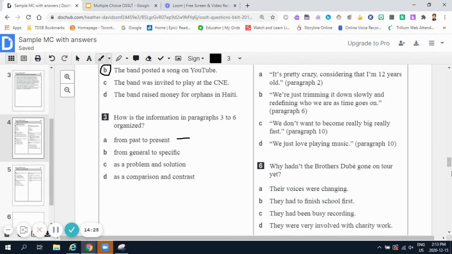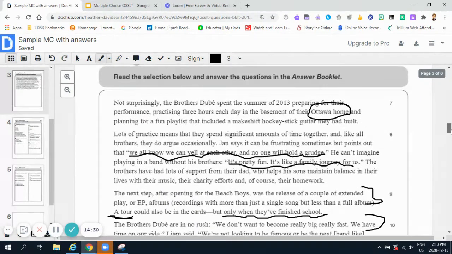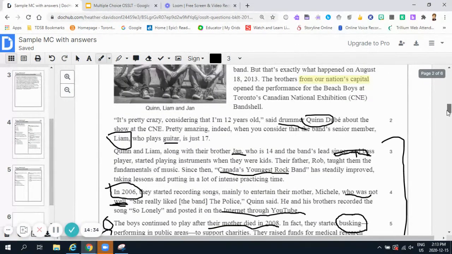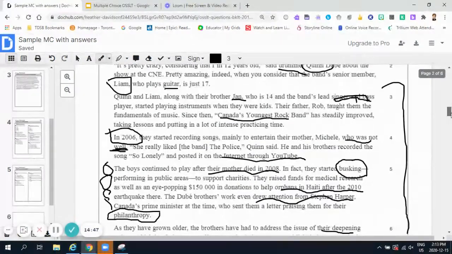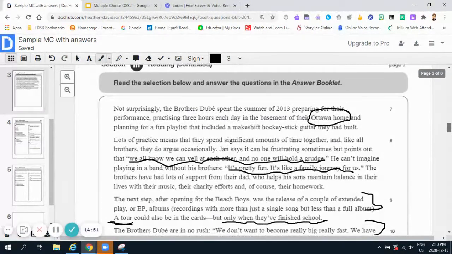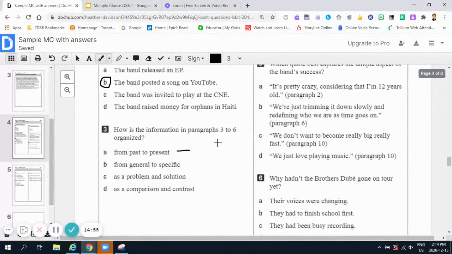Is it going from general to specific? So if I go from paragraph 3, is that general? We're talking about the band, the lead singer, the ages, their dad. That's not really general. Here we're talking about the band and the mom. Here we're talking about the mom and them raising money. I don't see a real pattern in terms of the type of information. So I'm going to say it's not B.